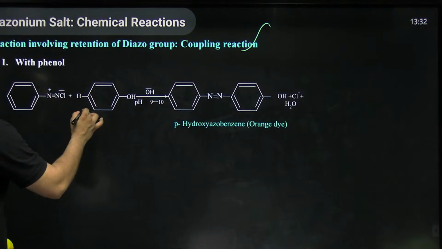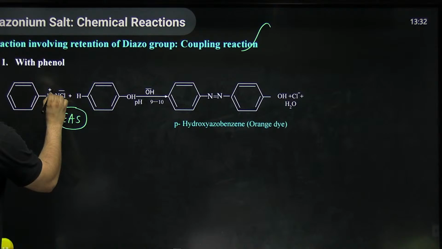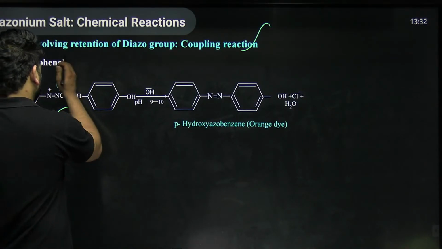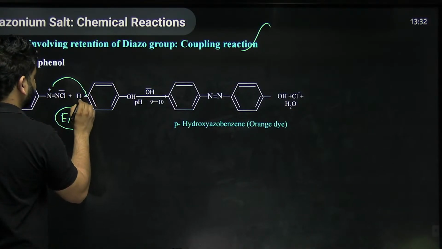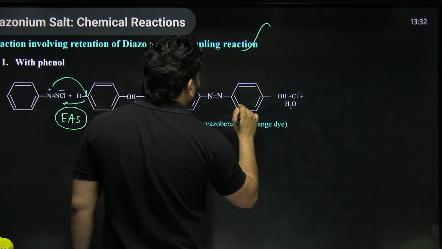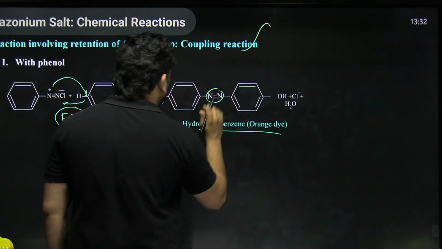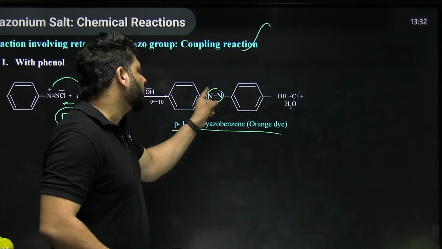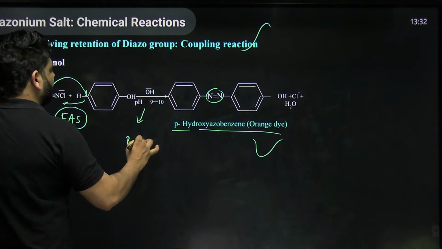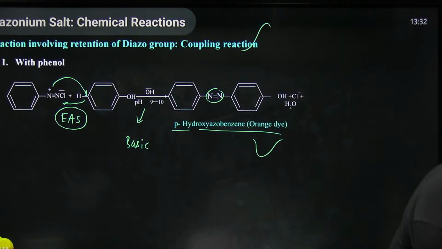So this is the phenol, and this is an electrophilic aromatic substitution reaction. This group attacks over there, attacking here, removing the hydrogen, becomes N double bond N, and this is your phenol group. This has become para hydroxy azobenzene. This is the azo group. Para hydroxy azobenzene is an orange colored dye, and we have to carry out this reaction in basic medium so that the reactivity of phenol increases and the para substituted product is obtained. Okay.